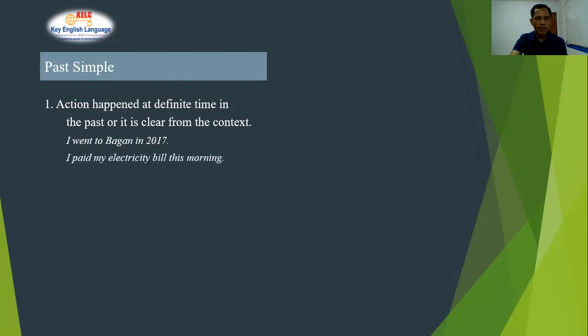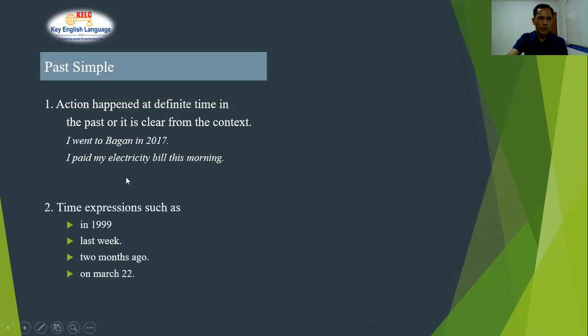I paid my electricity bill this morning. This morning is already in the past, it gives the exact time. And usually in the past simple, we have a time expression. Examples of past expressions: in 1999, last week, last month, last year, okay? Or ago, like 2 months ago, 2 hours ago, even 5 minutes ago. Or in the past, the exact day, on March 22nd.